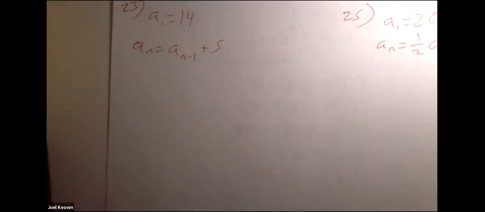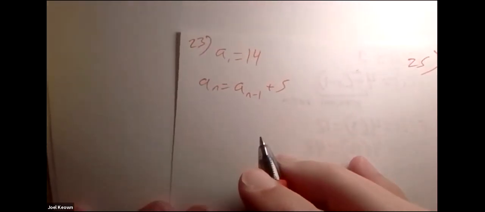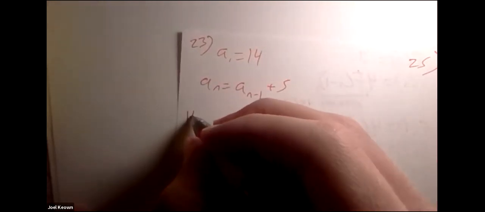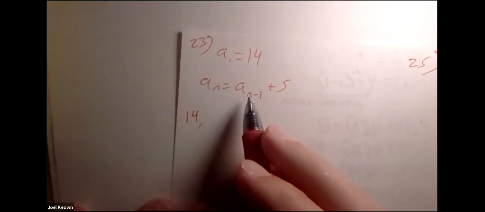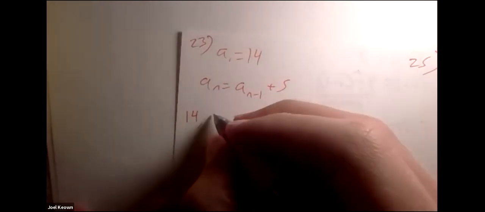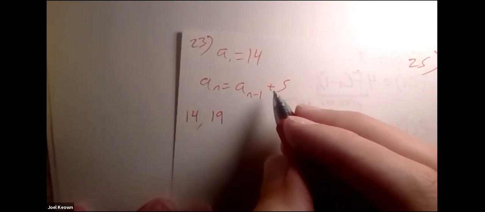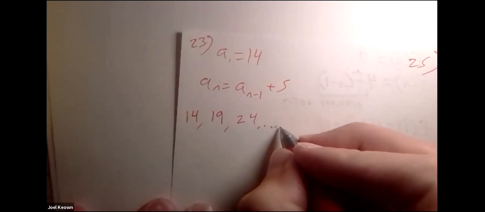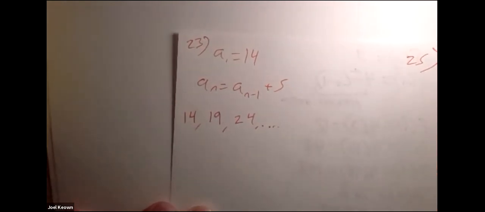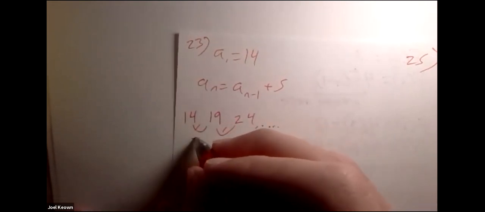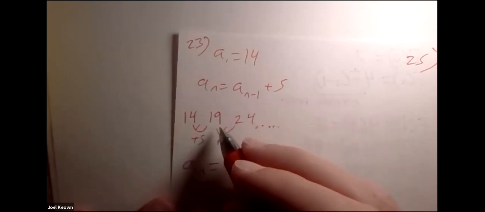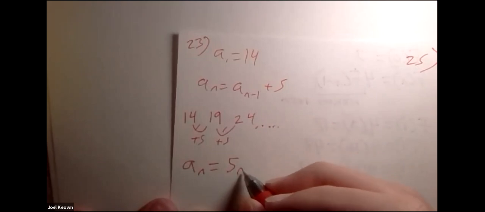So let's try these. Let's start with 23. Now, the first thing I figure out, what are my numbers? So I know the first number is 14. If I plug 14 in there, I'll get 14 plus 5 is 19. Say 14, adding 5 to that, I'll get 24, and keep going from there. Okay. Well, they're going up by 5. So when I write this as an explicit formula, I'm going to say a sub n equals whatever I'm going up by, 5n.